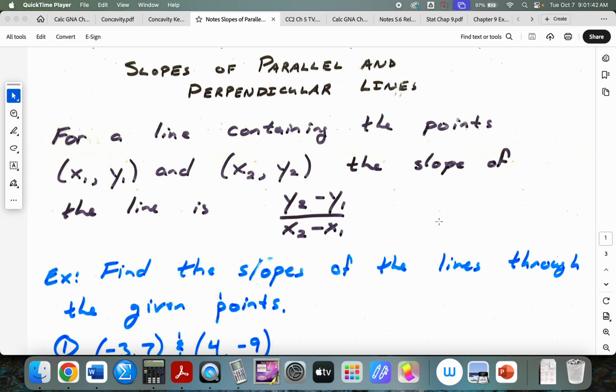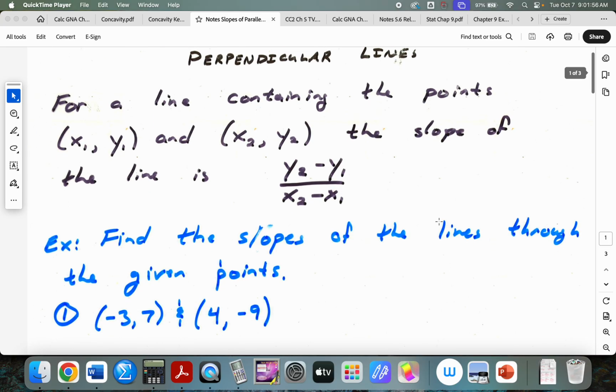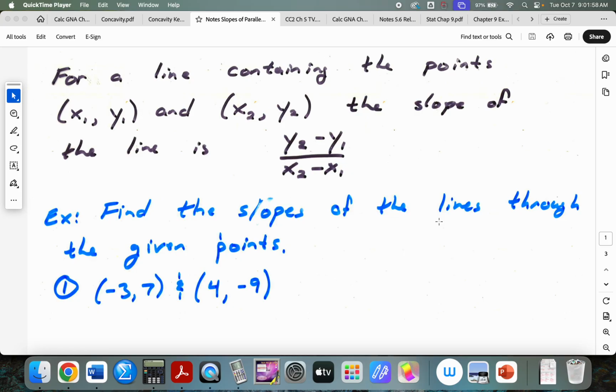So to finish up this unit, we're going to talk a little bit about slopes of parallel and perpendicular lines. I would imagine that this is something that you did in Algebra 1, although I don't know for sure. But it's something that is a geometry idea.